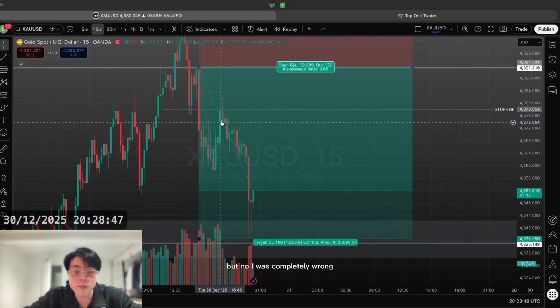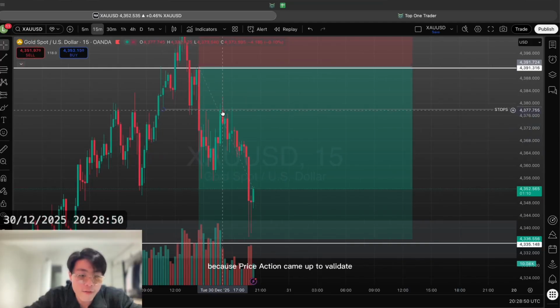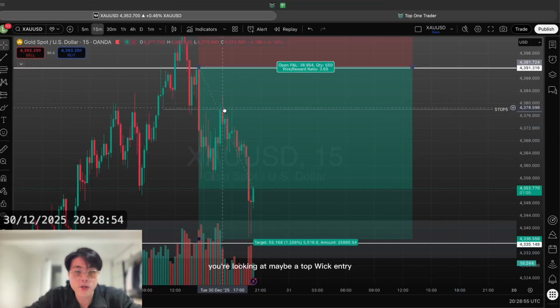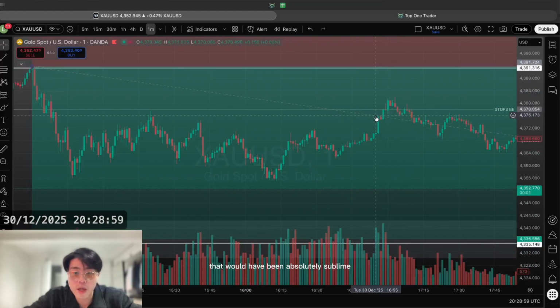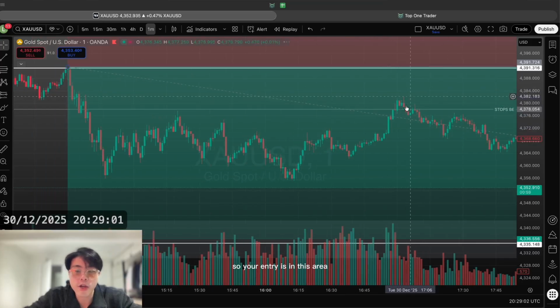But no, I was completely wrong because price action came up to validate this exact level at 43.78. So you got the closure here. You're looking at maybe a top wick entry. If that was a top wick entry, that would have been absolutely sublime. Price action comes down. So your entry is in this area.